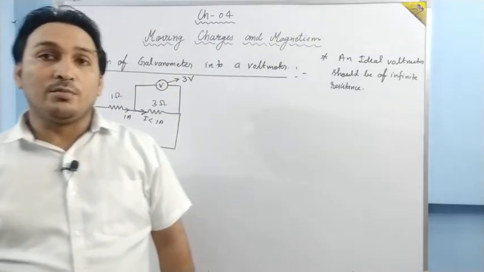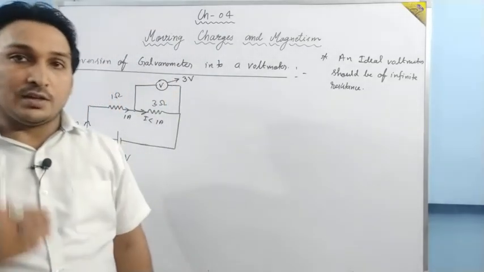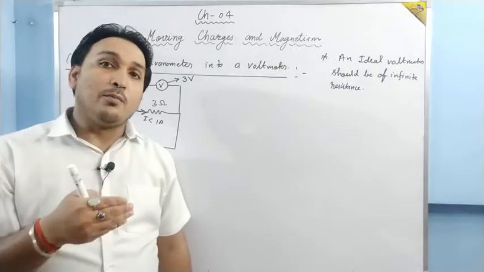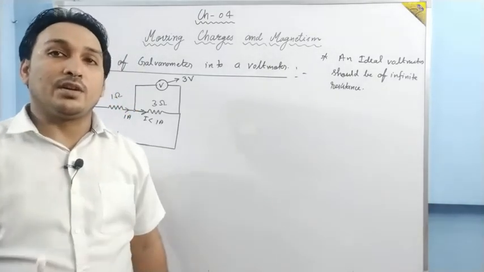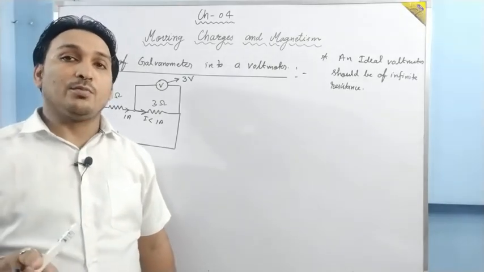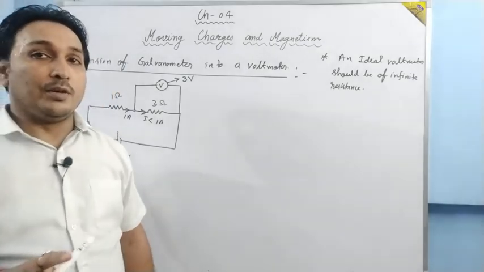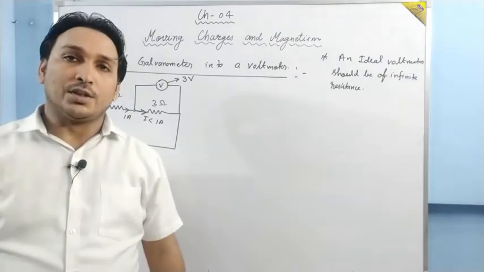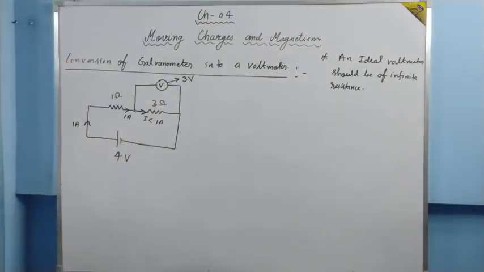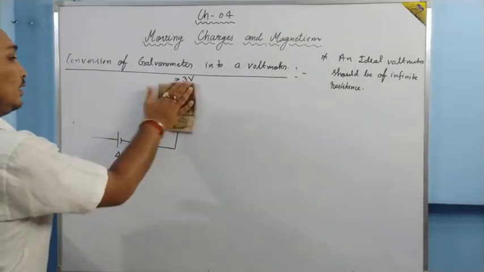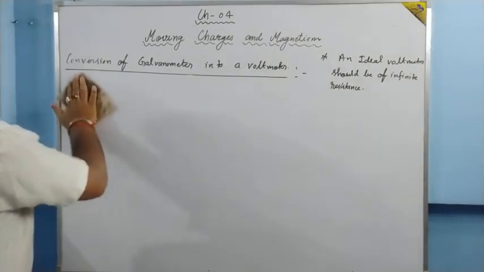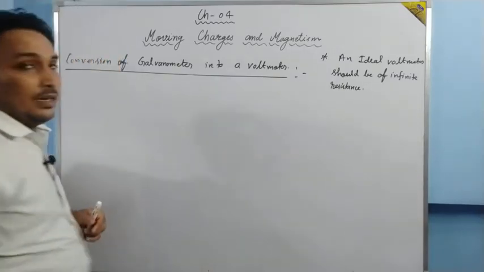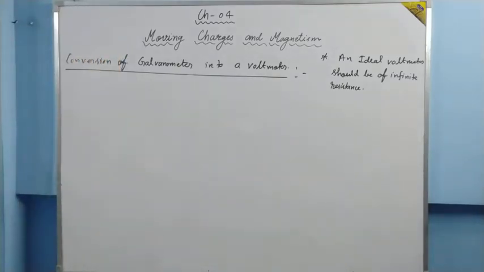But what does a potentiometer do? When the potentiometer gives the reading, I hope you remember, at the null point it does not draw any current from the circuit, and that's why the potentiometer gives the accurate reading and the voltmeter does not. This is the reason why the potentiometer is preferred over the voltmeter. An ideal voltmeter should be of infinite resistance, but in real practice there is no voltmeter which is ideal. Is it clear? Now, how a galvanometer is converted into a voltmeter, let us see.